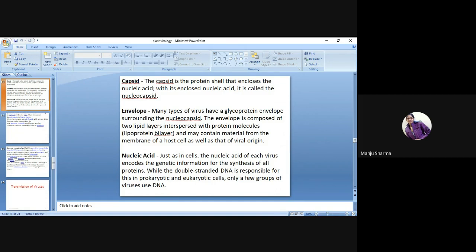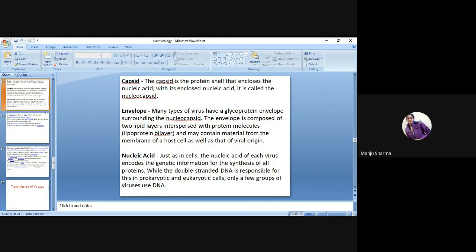Envelope. Many types of virus have a glycoprotein envelope surrounding the nucleocapsid. The envelope is composed of two lipid layers interspersed with protein molecules, like a lipoprotein bilayer, and may contain material from the membrane of a host cell as well as that of viral origin.